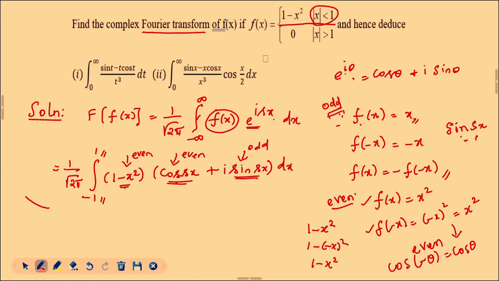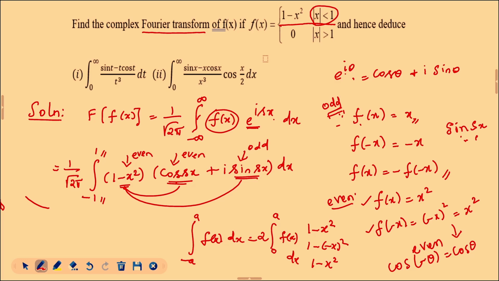While multiplying an even function with an even function, you get even. While multiplying an even function with an odd function, you get odd. Now, integration of any even function from the interval minus a to plus a, f of x dx, is 2 times the integral from 0 to a, f of x dx. For an odd function, the integral from minus a to plus a, f of x dx, becomes 0.